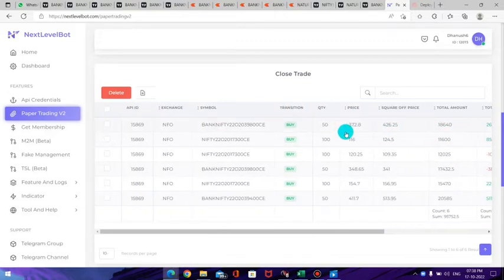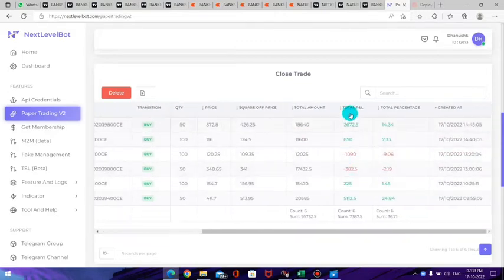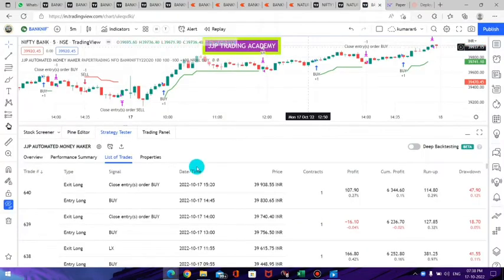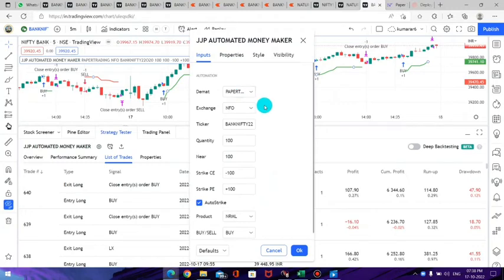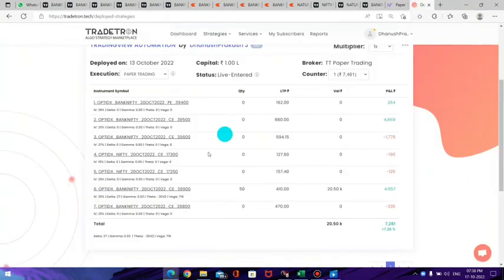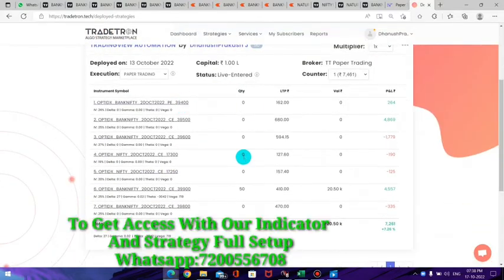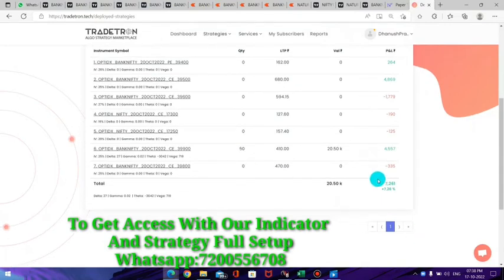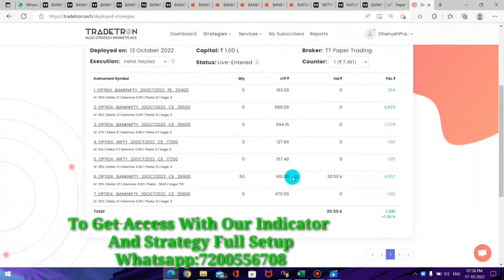If you are implementing the Nifty strategy, you can go with Nifty. Otherwise, you can go with Bank Nifty. You can understand how to do the automation with our indicator strategy. Right now we have connected Alice Blue with paper trading for next level bot automation, and you can also do the automation with TradeTron. The same trades were taken for paper trading on the TradeTron platform, which is showing the same paper traded result.